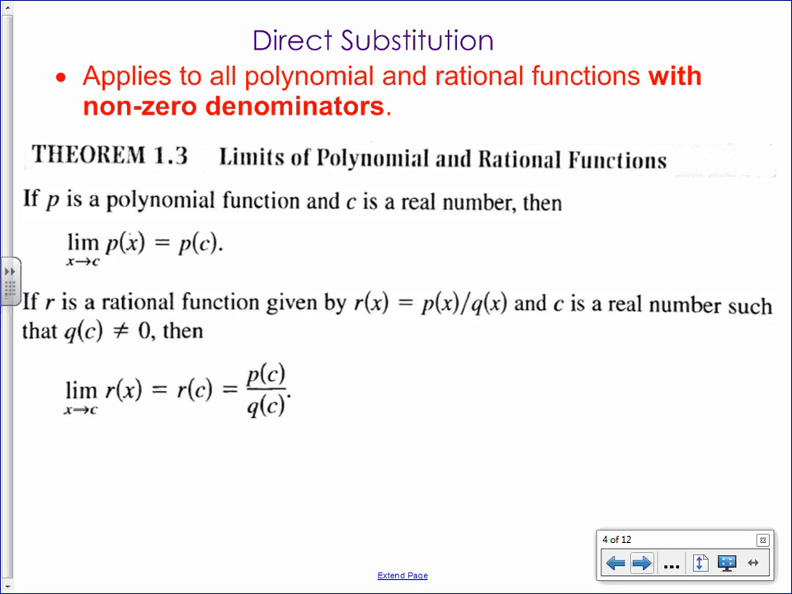So we're going to do a couple examples. And these are examples like what you had last year in pre-calculus.